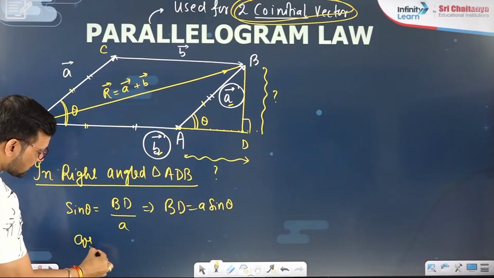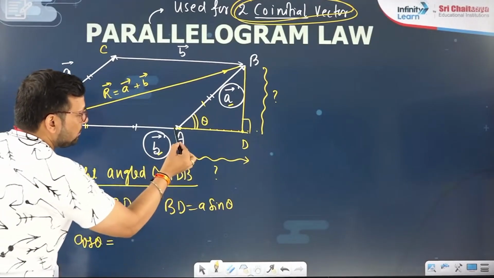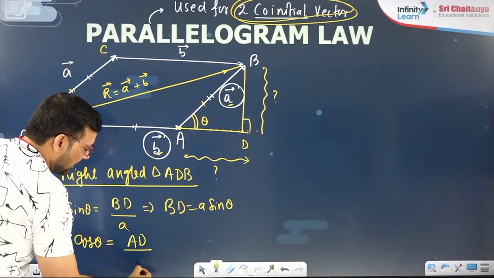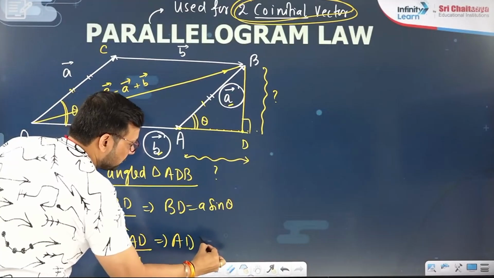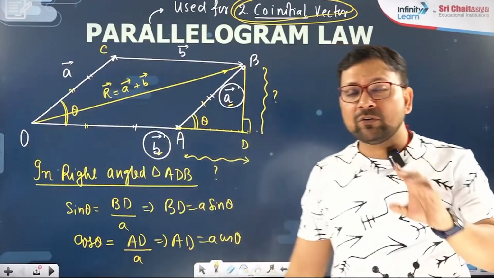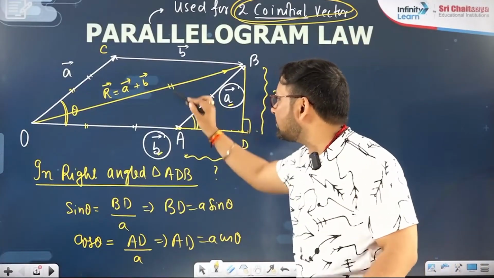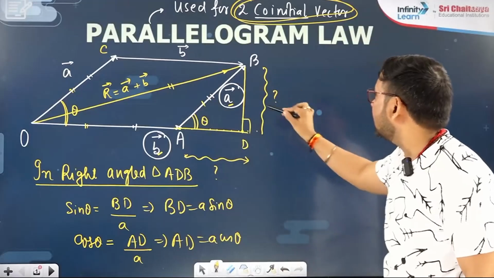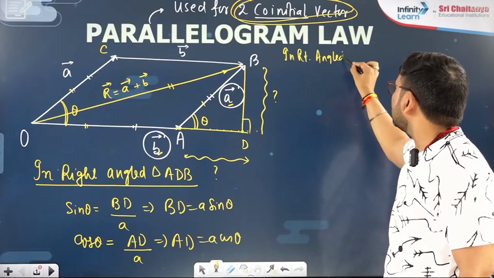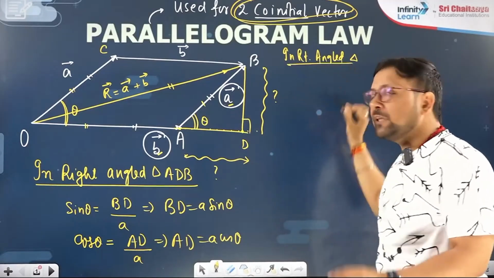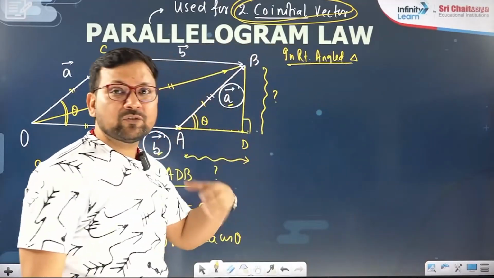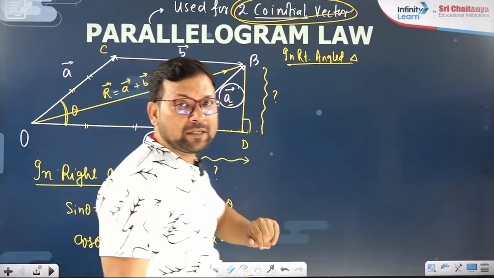Similarly, cos theta will be base AD upon hypotenuse A, and from here AD will be A cos theta. So these are the two values in the construction, but our final thing we want to calculate is the value of OB. Again we will see in a right angle triangle. Keep calculating, don't only look at the video. Wherever calculation comes, do the calculation yourself also. Your hand brain coordination should be there. If you have calculated it, match with my calculation.